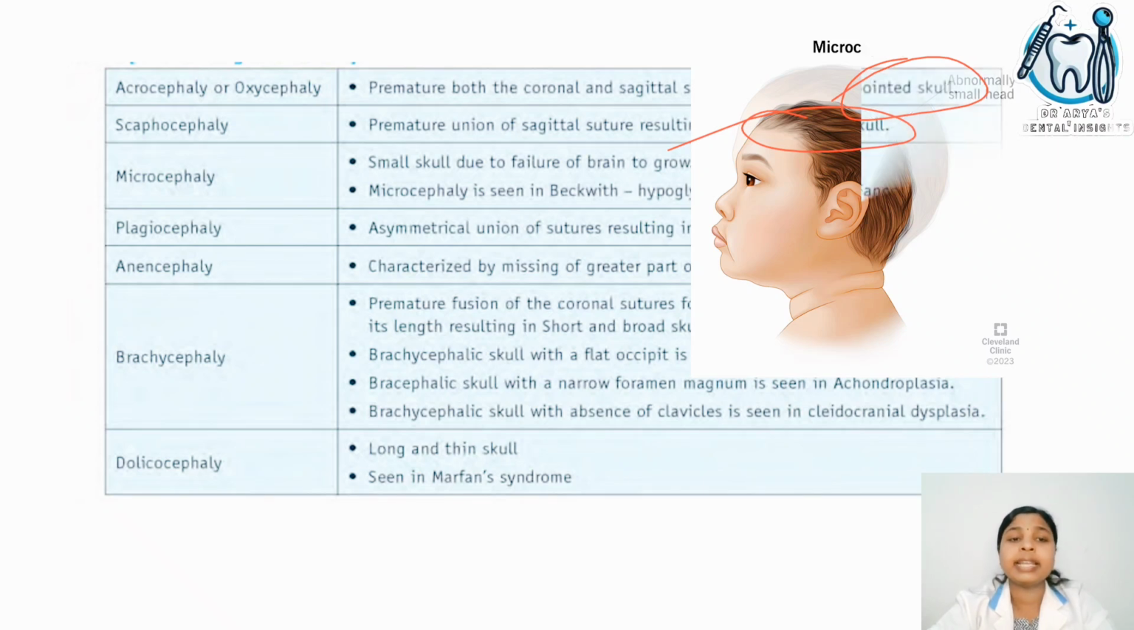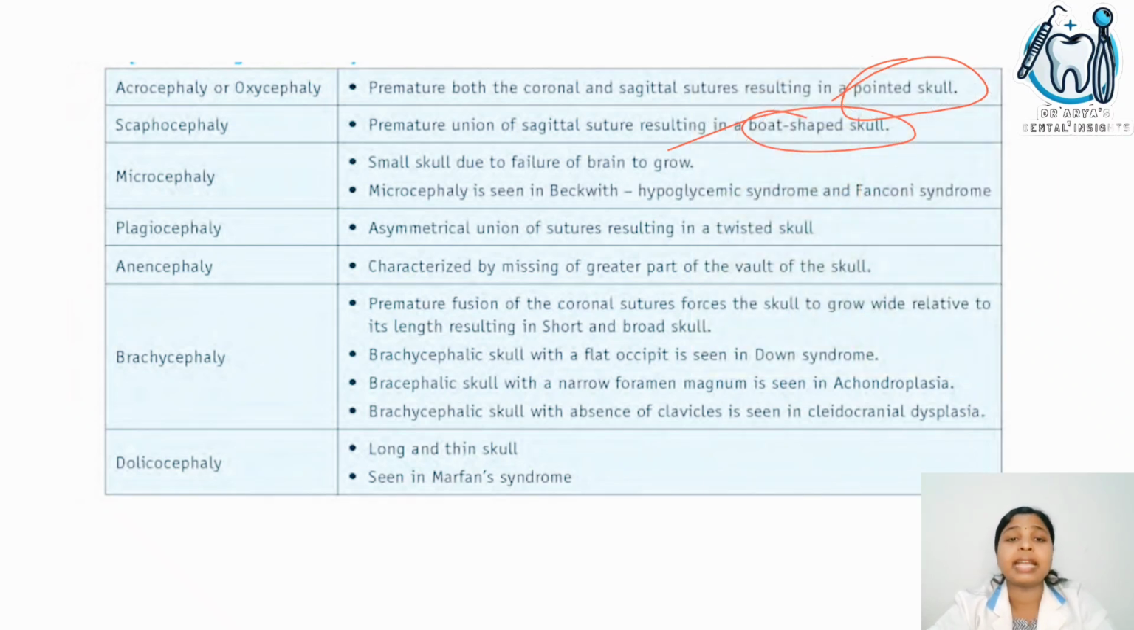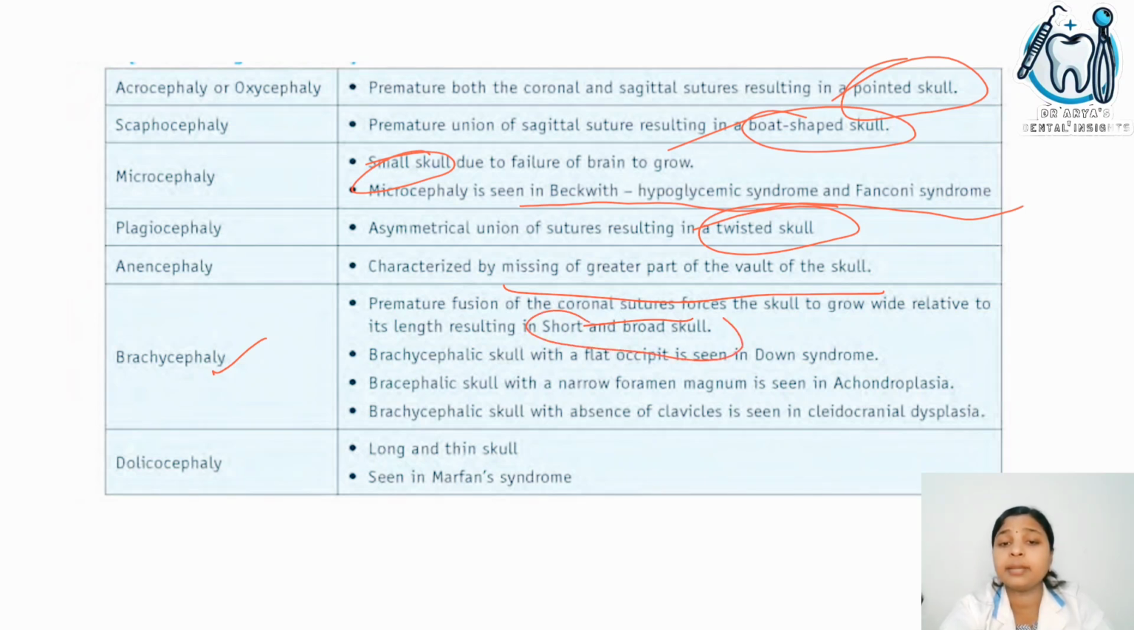The next is the plagiocephaly, asymmetrical union of sutures resulting in a twisted skull. Microcephaly, here it is small skull and seen with Beckwith-Wiedemann syndrome and Fanconi syndrome. Then anencephaly, characterized by missing of greater part of the vault of the skull. Then brachycephaly is the premature fusion of coronal sutures, which forces the skull to grow wide relative to its length, resulting in short and broad skull. That is brachycephaly. And flat occiput is seen in Down syndrome.